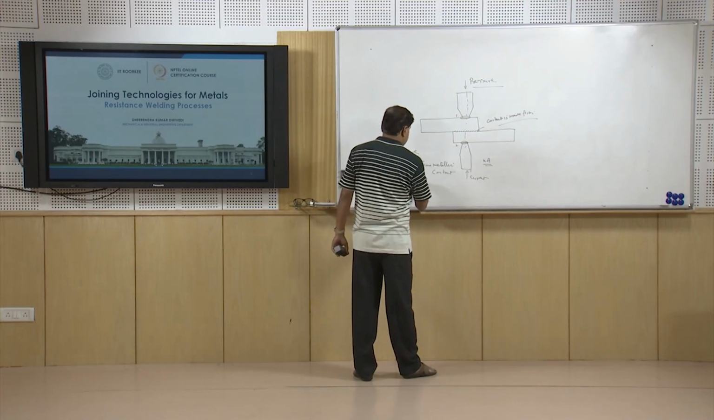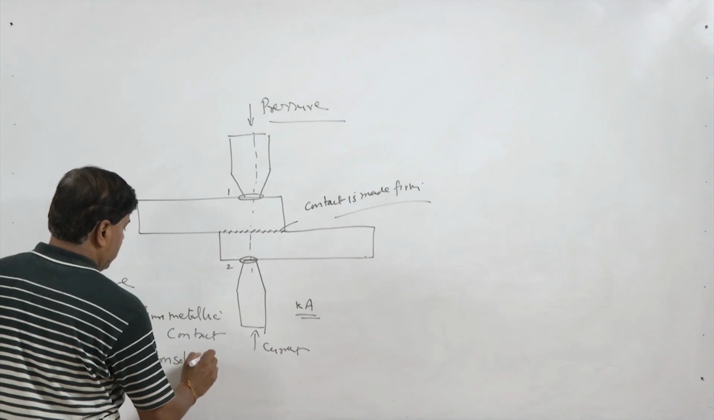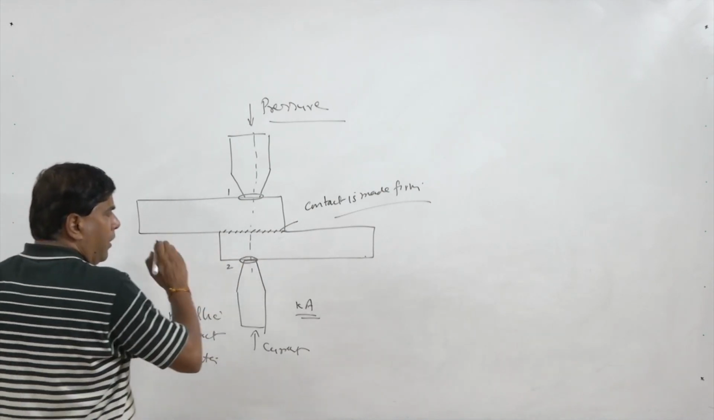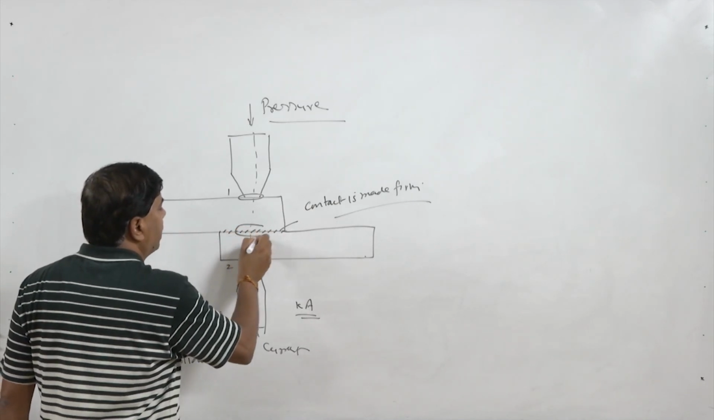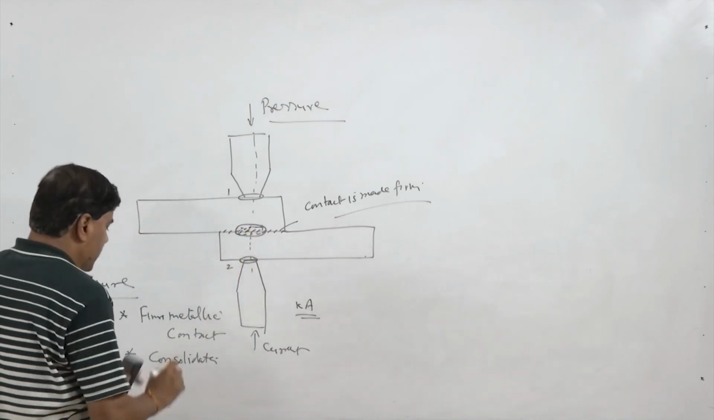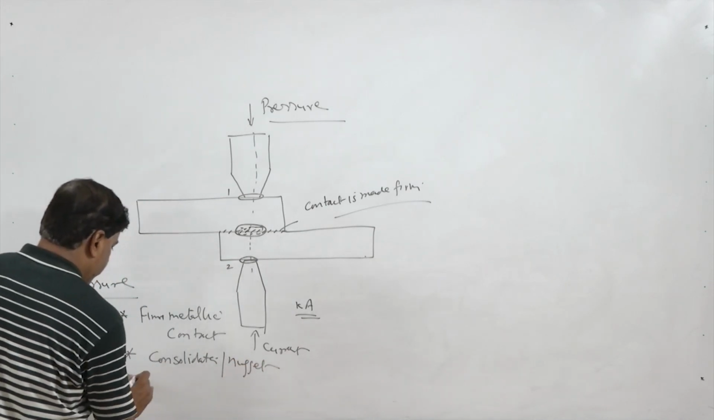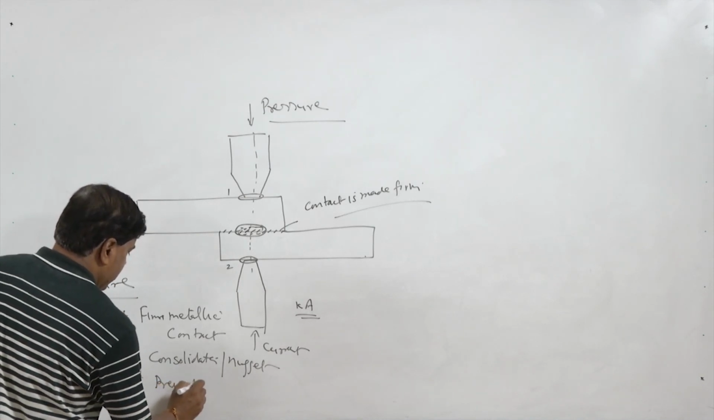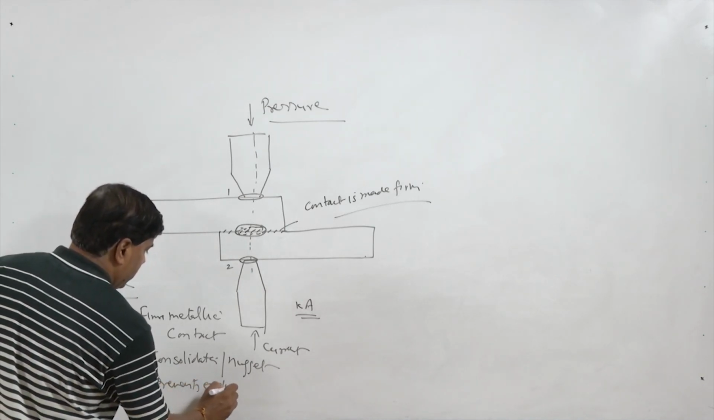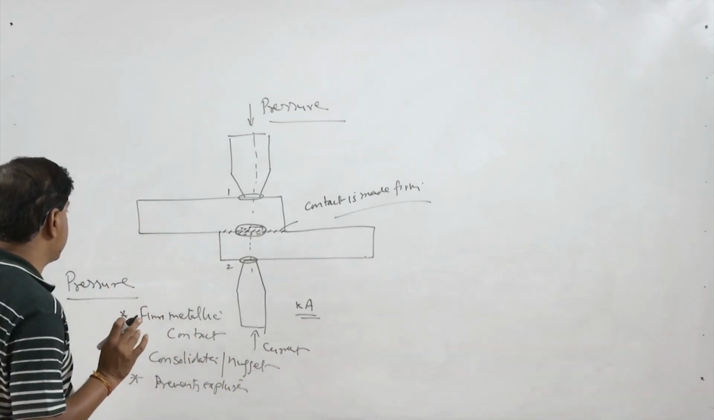And the second is, it helps in consolidation. In case of heating, whatever nugget is formed at the interface will solidify under the pressure. So, consolidation and nugget formation after cooling. At the same time, it also prevents any expulsion of the metal being produced due to the electrical resistance heating.